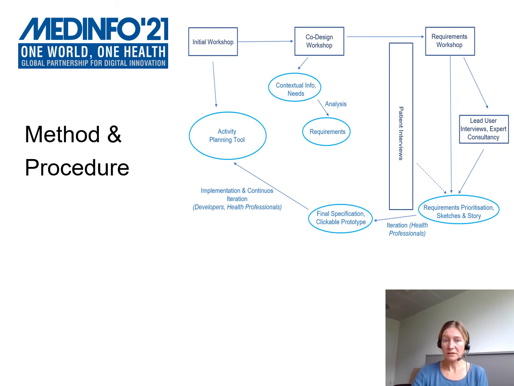We then went into more detail to refine our idea and the requirements. This was done via a requirements workshop and interviews with health professionals, and finally resulted in a technical specification and a clickable prototype. This then provided the basis for the implementation of the APT, or the activity planning tool, which was done in an agile manner involving continuous evaluation, iteration and adaptation of the tool.